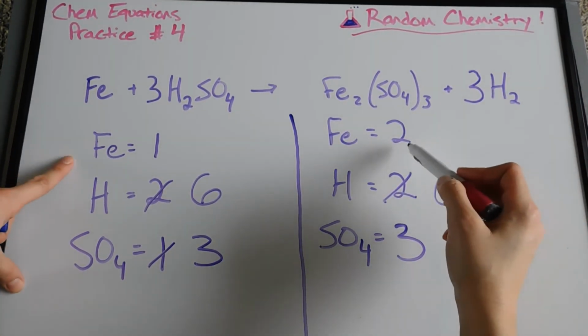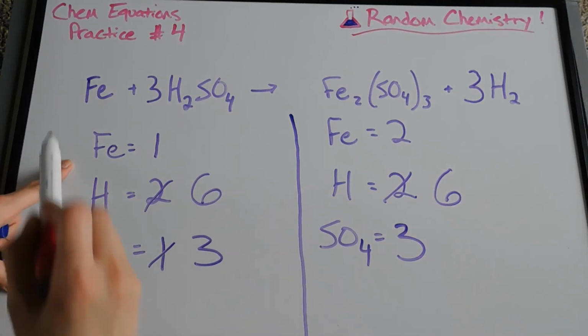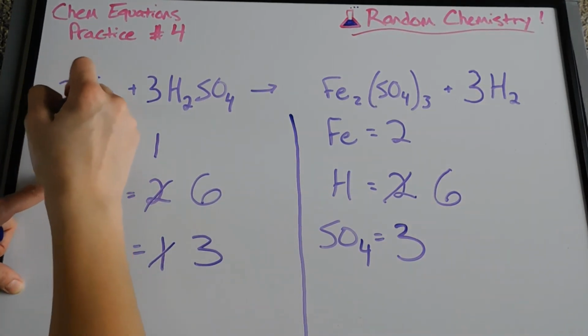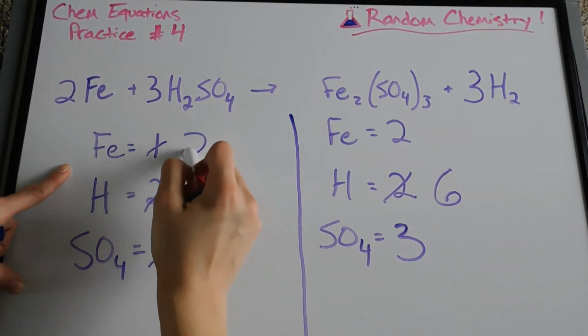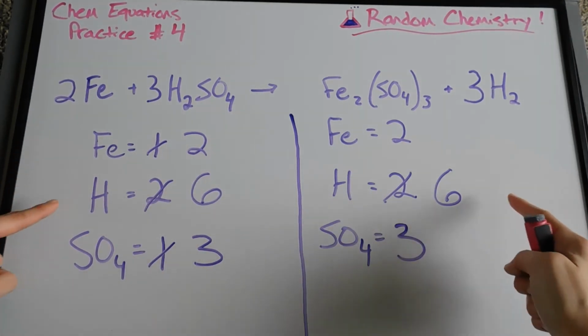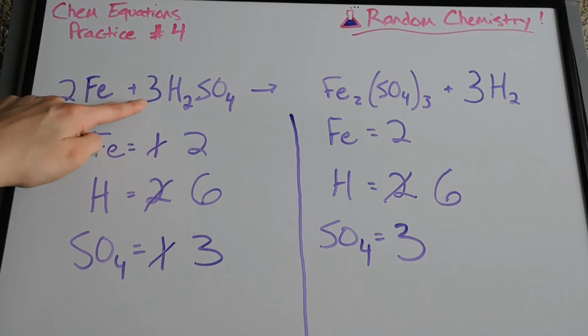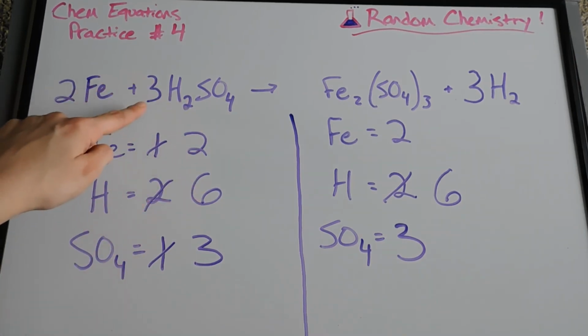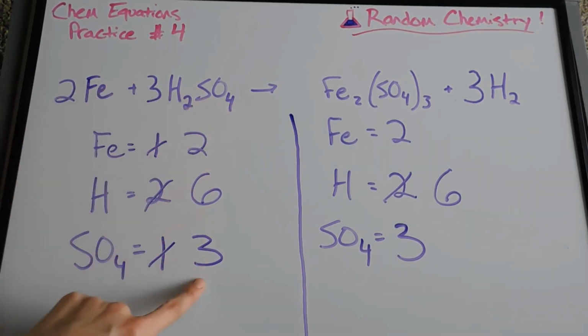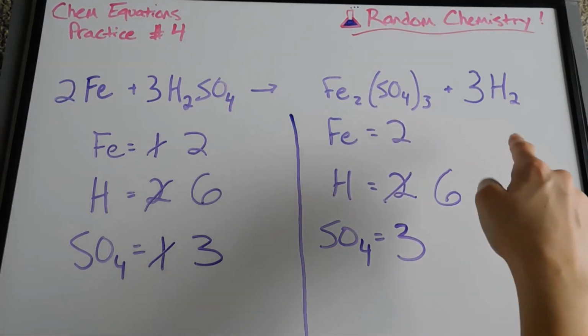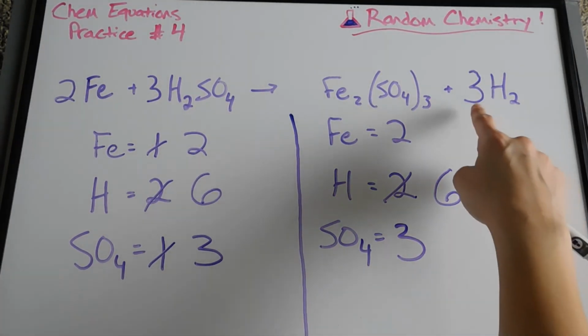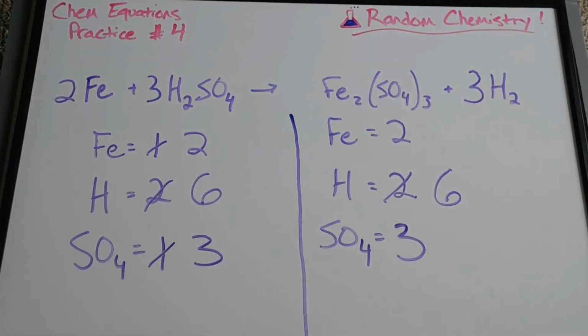And then now we can balance our Fe. So we would put a coefficient of 2 to go from 1 to 2. So now we have 2, 6, and 3. So now let's double check. 2 times 1 is 2, 3 times 2 is 6, 3 times 1 is 3. We have 2 on this side, 3 on this side, 3 times 2 is 6. This equation is now balanced.